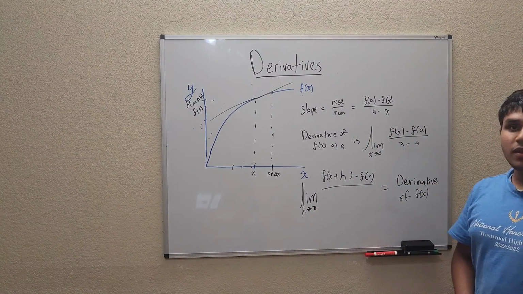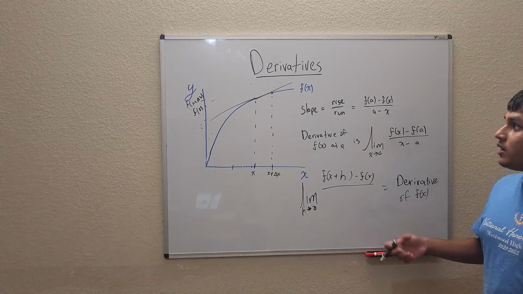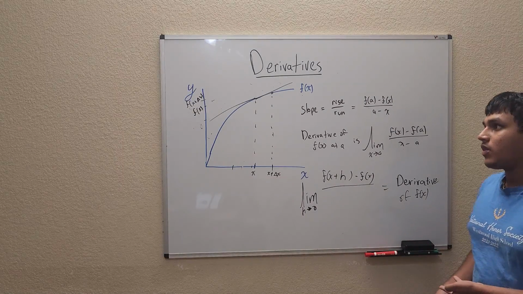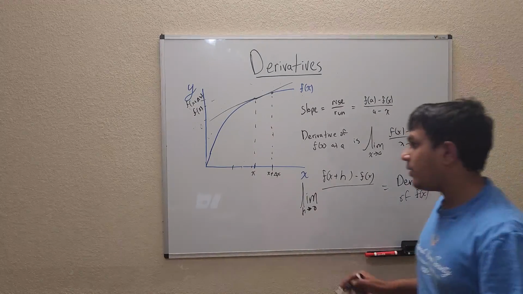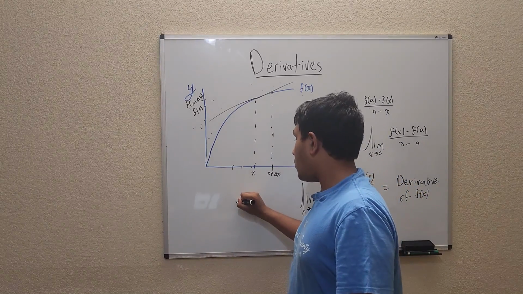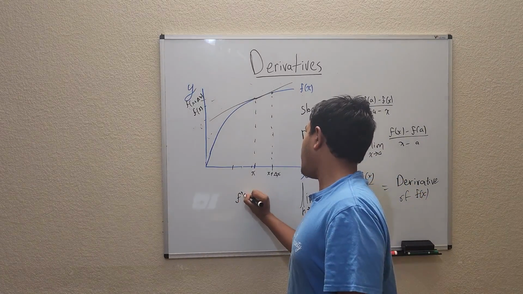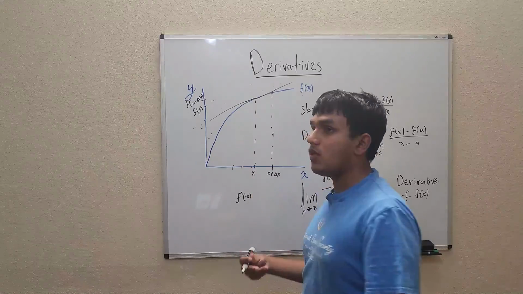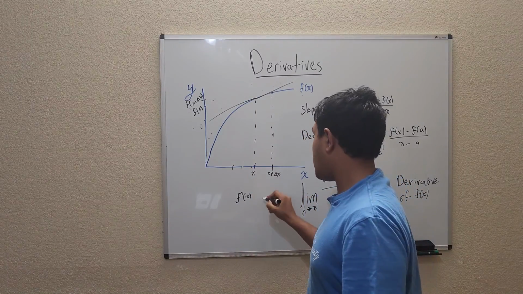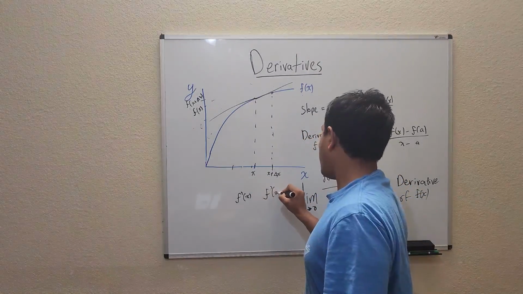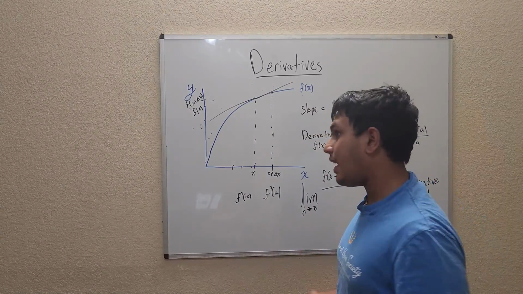Okay, now let's talk about notation. How do we write the derivative of f of x? One thing that's really common is to write the derivative with a prime. So you have f prime of x is equal to the derivative of f of x. This also means that you can write f prime of a as the derivative of f of x at a.